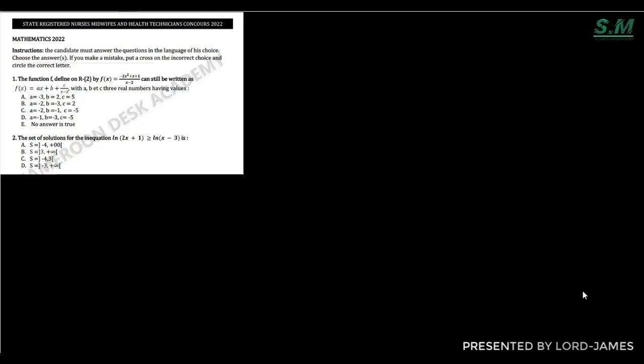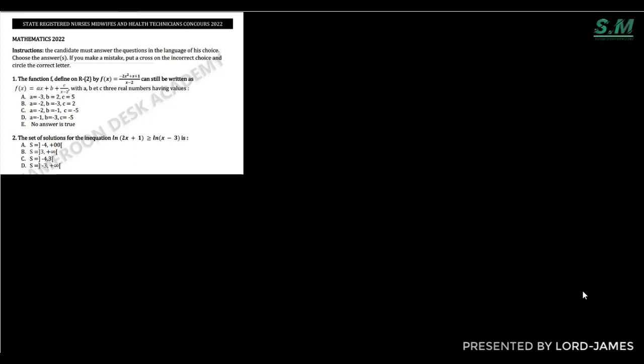The instructions are that the candidates must answer the questions in the language of their choice. Basically the questions come in both English and French. If you're francophone, you get it in French and answer in the French section, and if you're an anglophone, you answer the English section. If you make any mistake, put a cross on the incorrect choice and circle the correct answer. But it is always advisable for you to cross-check everything before you take an answer.